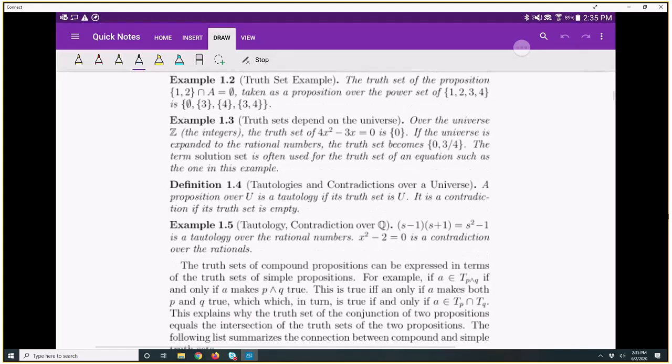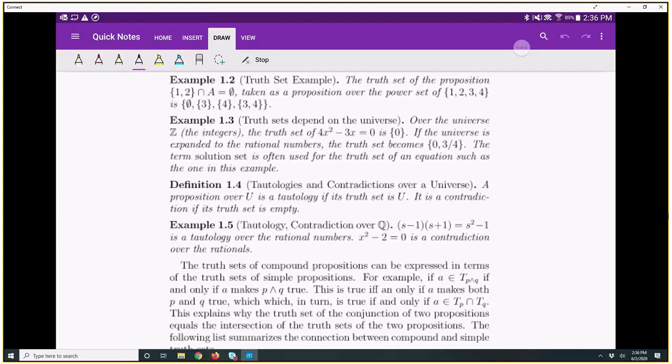So it should be clear from that example that truth sets will depend on the universe. So here's another example. Over the universe of integers, the truth set of the proposition 4x squared minus 3x equals 0 is singleton {0}. 0 is the only integer that satisfies the equation 4x squared minus 3x equals 0. And so singleton {0} is the truth set.